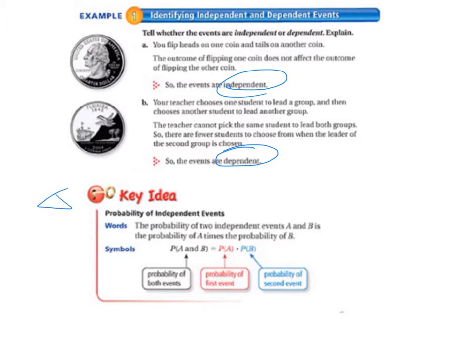Take a minute to write this key idea in your notes, the probability of independent events. The probability of two independent events, A and B, is the probability of A times the probability of B. So in symbols, it looks like capital P parentheses A and B equals P parentheses A times P parentheses B. So be sure you write the whole thing in words and the whole thing in symbols in your math notebook because you'll need that.